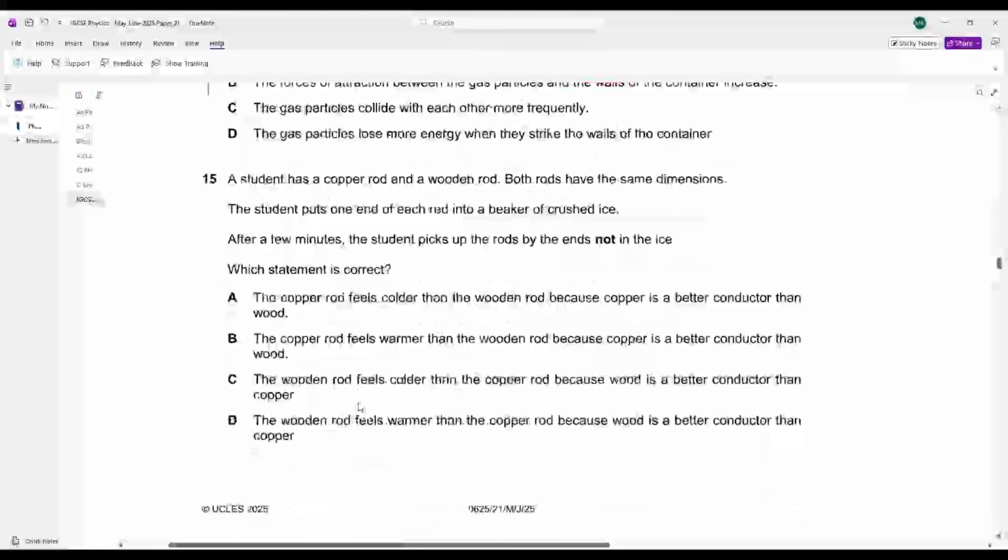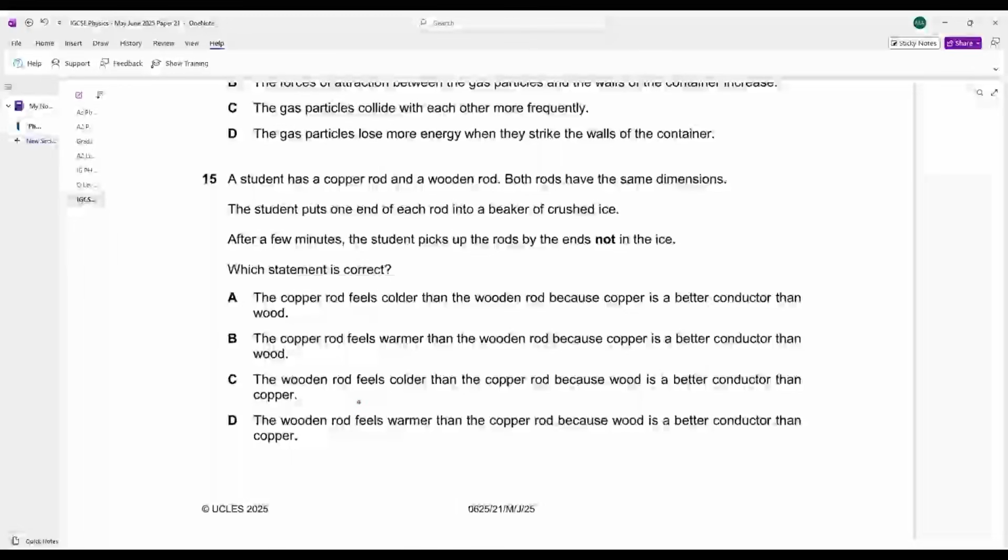Let's further move ahead. The student has a copper rod and a wooden rod. Both rods have the same dimensions. The student puts one end of each rod into a beaker of crushed ice. ठीक है भाई, स्टूडेंट जो है वो दोनों रॉड्स को crushed ice में प्लेस कर रहा है. After a few minutes, the student picks up the rods by the ends, not in the ice. Which statement is correct? Copper feels ज़्यादा cold compared to the wooden rod because copper is a better conductor than wood. Yes, A is your answer.